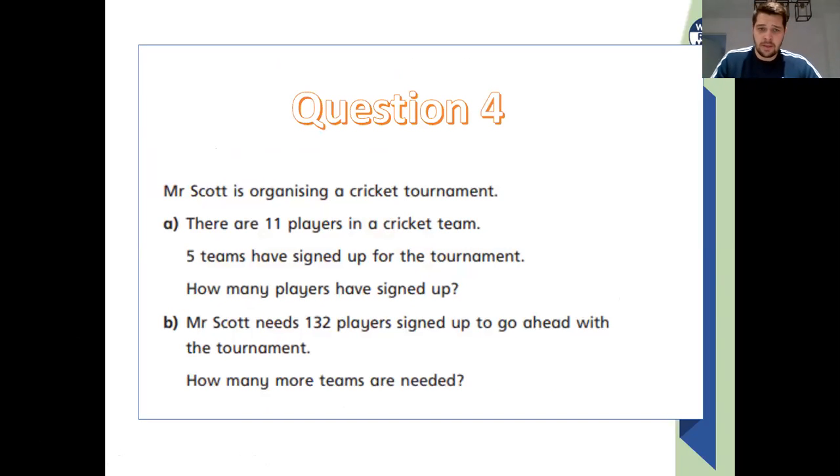Question 4. Mr. Scott is organising a cricket tournament. There are 11 players in a cricket team. 5 teams have signed up for the tournament. So how many players have signed up? This is similar to our example earlier on. Then Mr. Scott needs 132 players signed up to go ahead with the tournament. So this is the inverse now. You're going to need to think about division. Remember that we're focusing on 11 and 12 times tables.